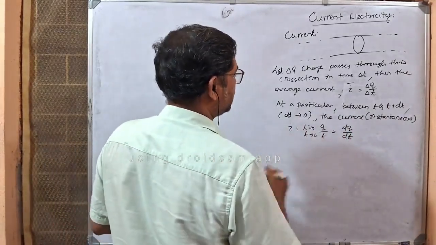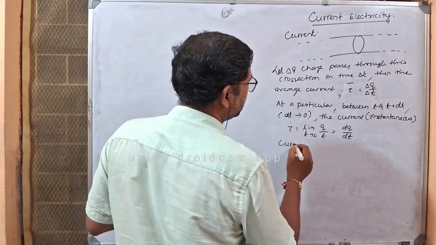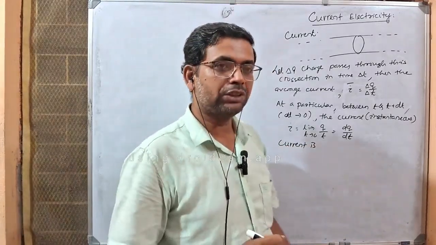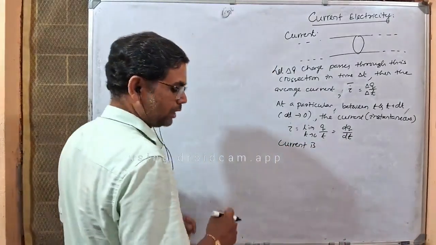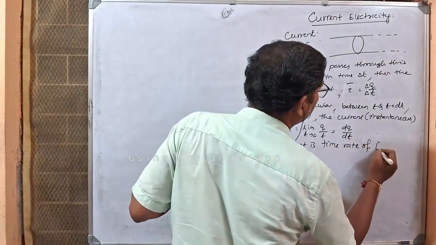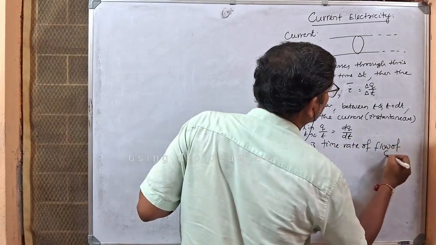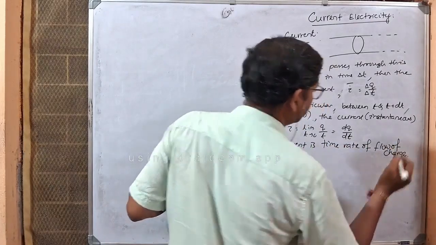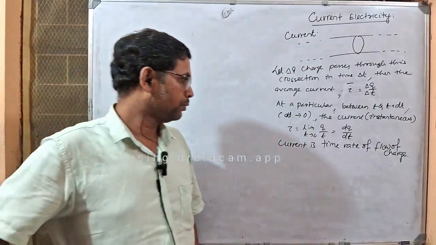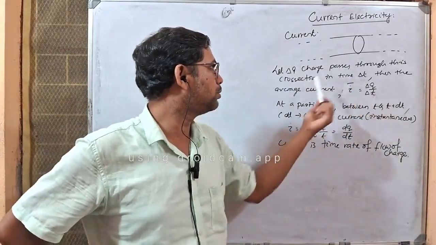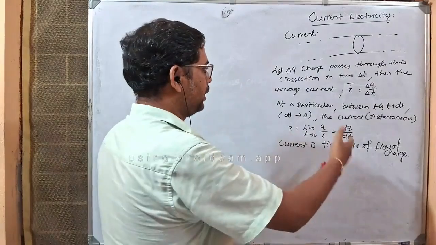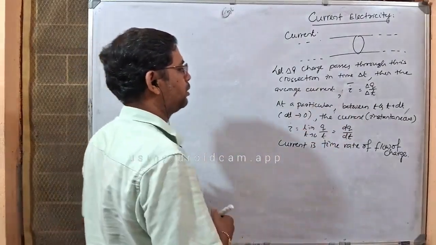So this is known as current. When we take derivative with respect to time, we say time rate of flow of charge. Time rate of flow of charge. So it has to be through some cross section, whatever may be that cross section. We say current through that cross section.